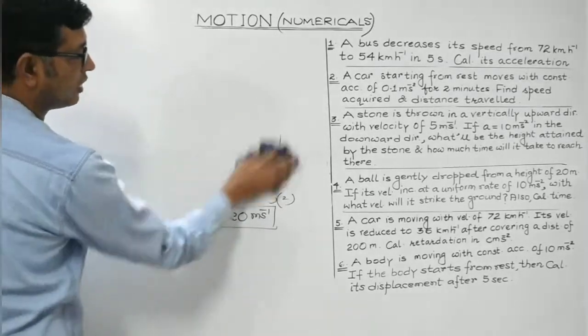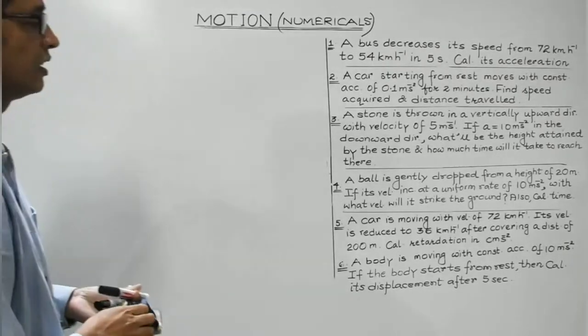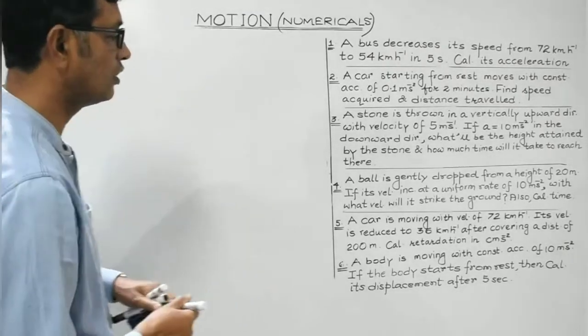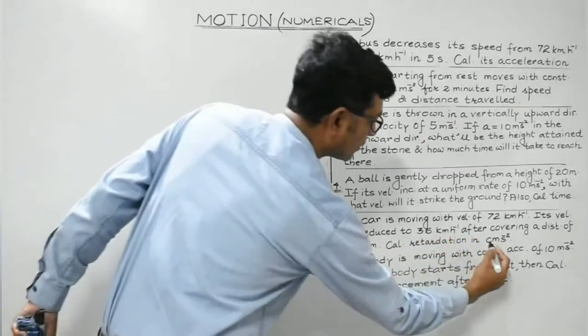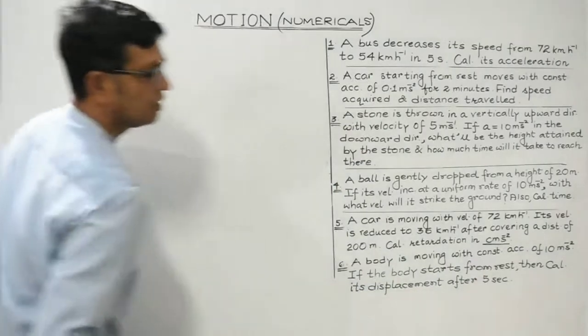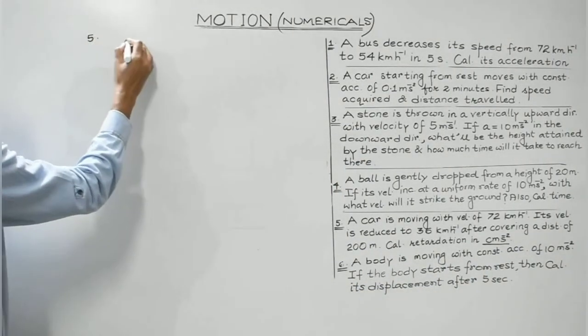A car is moving with a velocity of 72 km per hour. Its velocity is reduced to 36 km per hour after covering a distance of 200 meters. Calculate the retardation in centimeter per second square. We are supposed to find out the retardation in centimeter per second square. So, let's write down the given values.